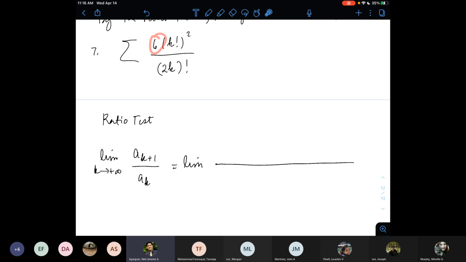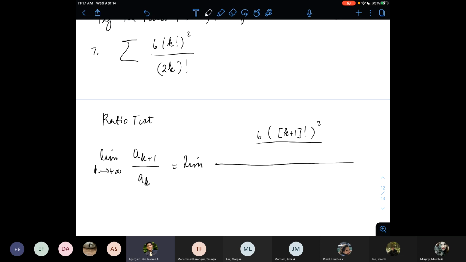So 6 is outside the factorial and outside the square, so 6 will just be copied over. And then inside the square is your factorial, so still something squared. But this time, instead of a k inside the factorial, I will have a k plus 1 inside the factorial. But the k plus 1 factorial remains inside the square.